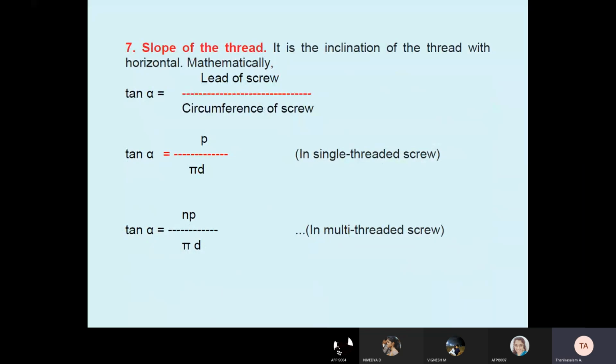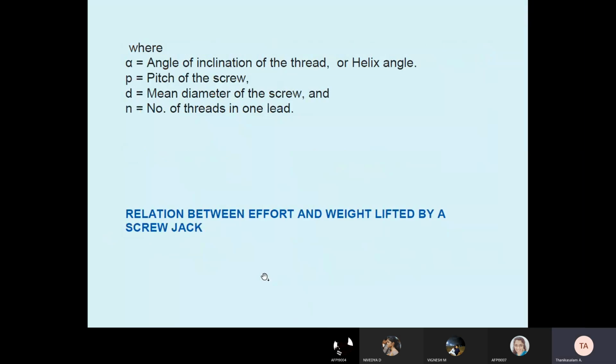The thread is generally inclined, no. So how do you calculate the slope of thread? Tan alpha equal to P divided by pi d. P means pitch, small p. Here d means mean diameter of the screw. Alpha means helix angle. So tan alpha equal to P divided by pi d. For a multi-threaded screw, tan alpha equal to NP divided by pi d, where N means number of threads. So alpha equal to angle of inclination of the thread or helix angle, P equal to pitch of the screw, and D the mean diameter of the screw.